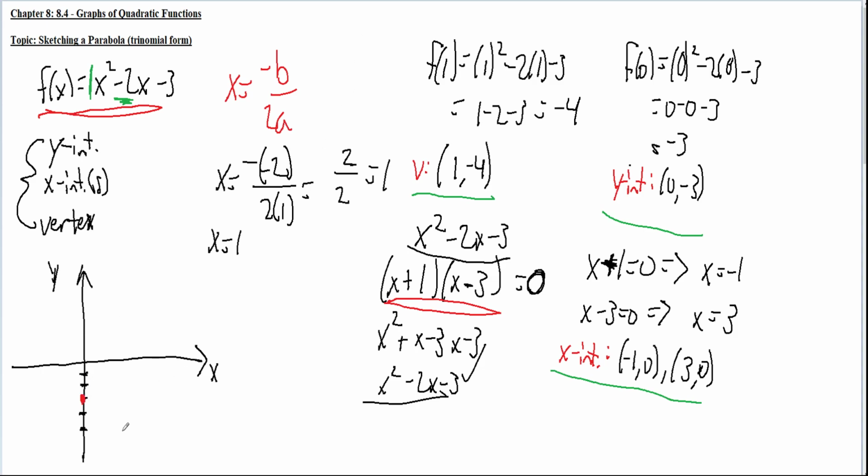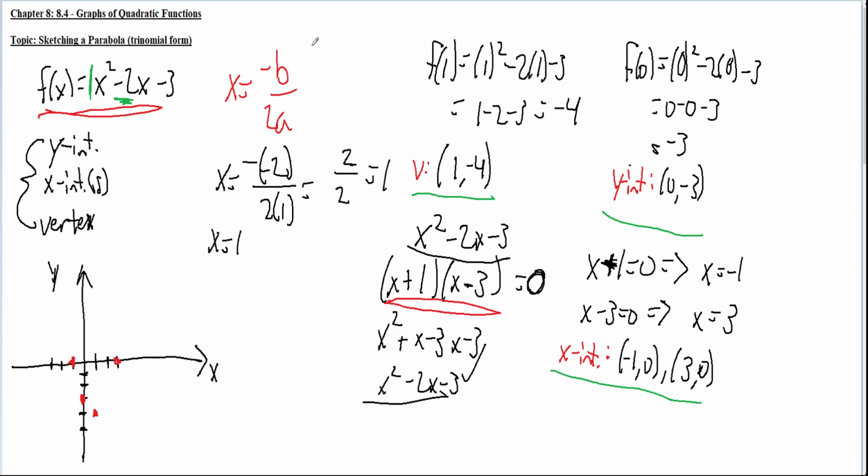And then we can draw our x-intercepts. So we have 1, 2, 3, 1, 2, 3. And one of them is at negative 1, 0, which is right here. And then we have another one at 3, 0, which is right here. And then finally we want to draw our vertex. So that's at 1 and then down at negative 4. So looks something like that. And now since we have all 4 of our points graphed, we can draw the line.